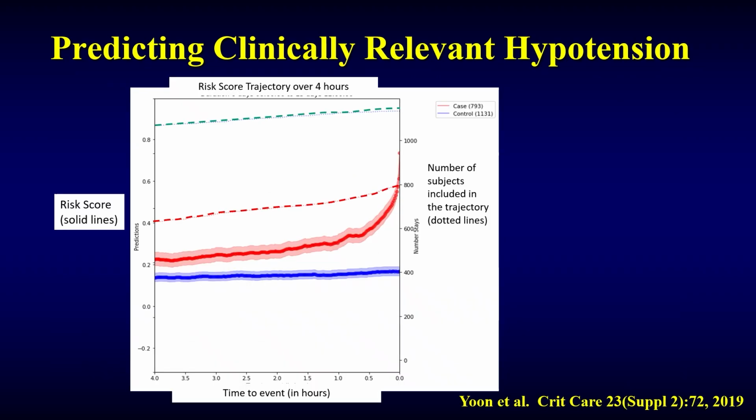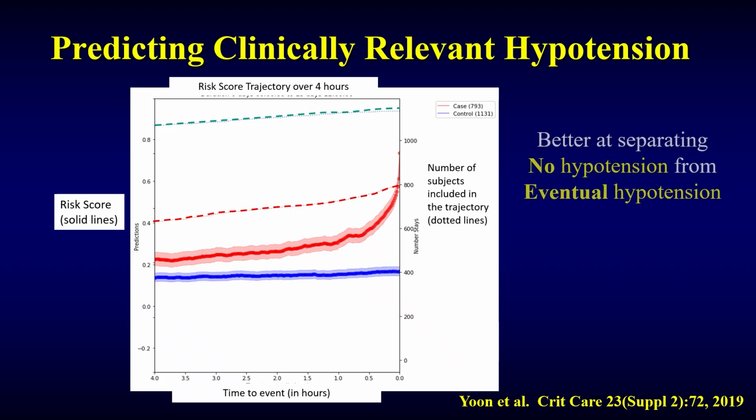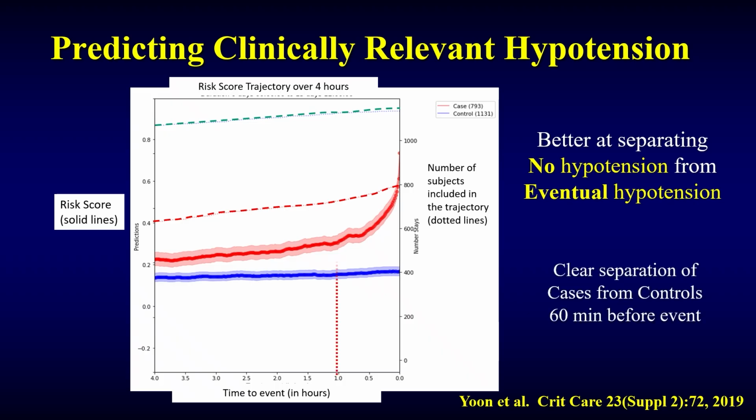Similarly, we could have the same ability to identify hypotension compared to non-hypotension in a similar database. Unfortunately, we were much better at determining who would always be stable than we were on patients who eventually became unstable. Still, there was a clear separation between those who would become unstable, shown here in red, and those that were going to remain stable, shown in blue, 60 minutes beforehand.